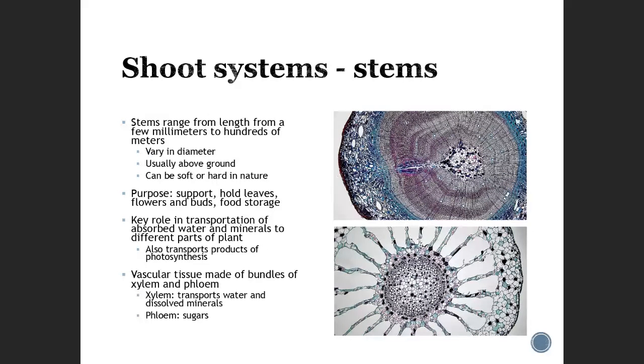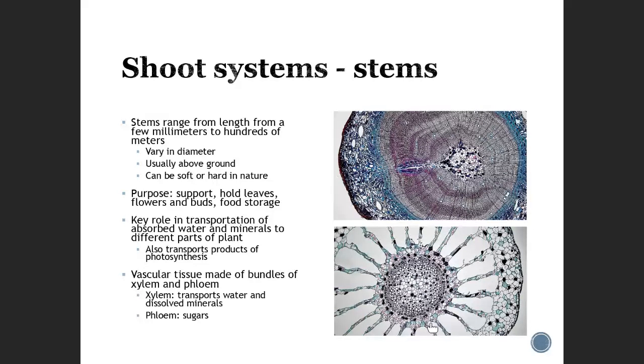So in our shoot system, we have the stems. You're going to have a lot of variety when it comes to stems. They can range in length from a few millimeters to hundreds of meters, and the diameter is going to vary too. These are just two images of different types of stem.